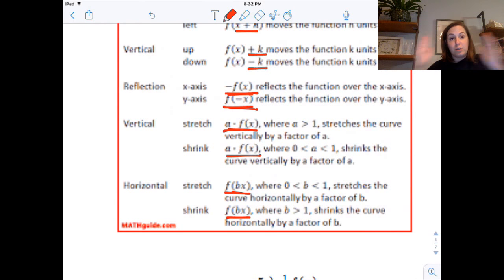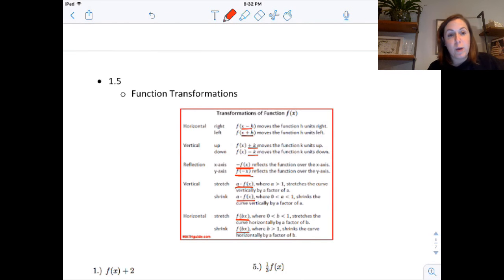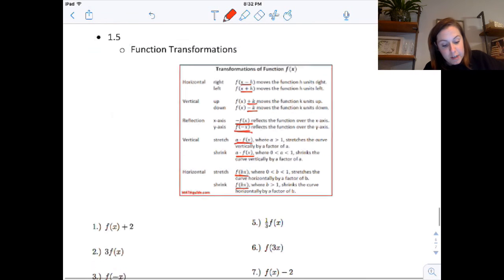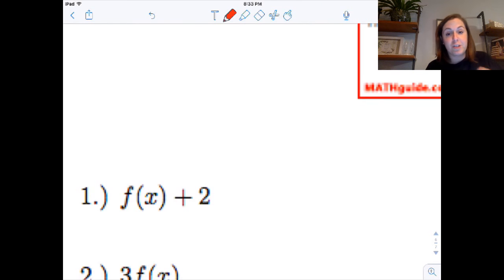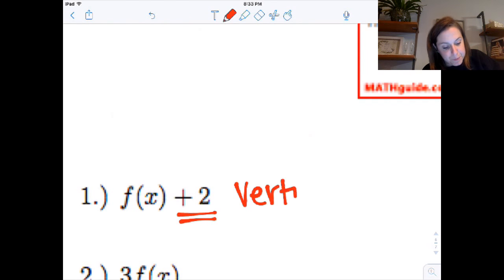So let's just talk about what happens here. If I look at this, this is taking my parent function, f of x, and adding 2 to it. This is happening outside the parentheses, so this would be a vertical translation up 2, right? Or of positive 2. So up 2.